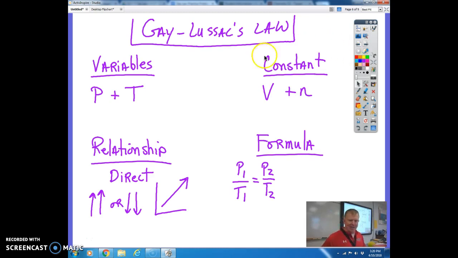Anyway, Gay-Lussac's law is the third installment. We have 2 variables when dealing with Gay-Lussac's law. One is pressure, the other is temperature. We're going to hold 2 things constant: volume and number of particles. So where might this come up? Well, it could come up in your everyday aerosol can.